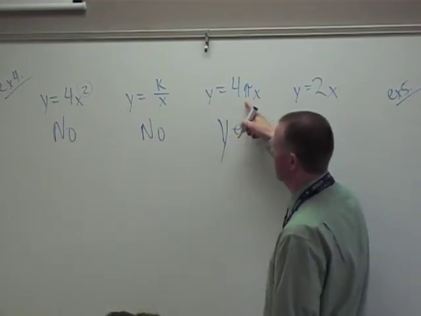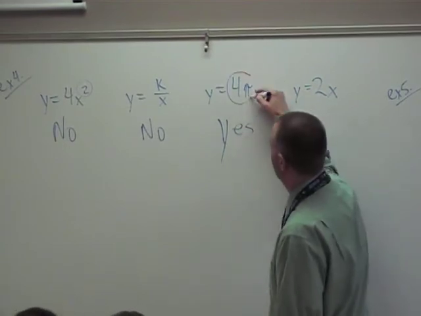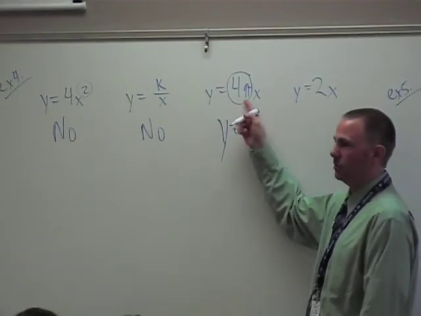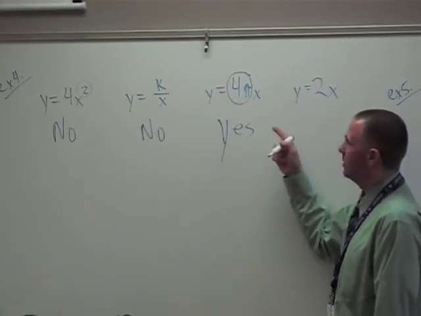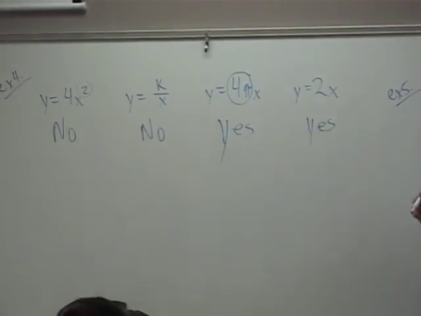Is it 4 times pi? Doesn't that give me a number? So this is still a constant number. So y equals something times x, y equals k times x, that is yes. And this one? That one's the obvious one.